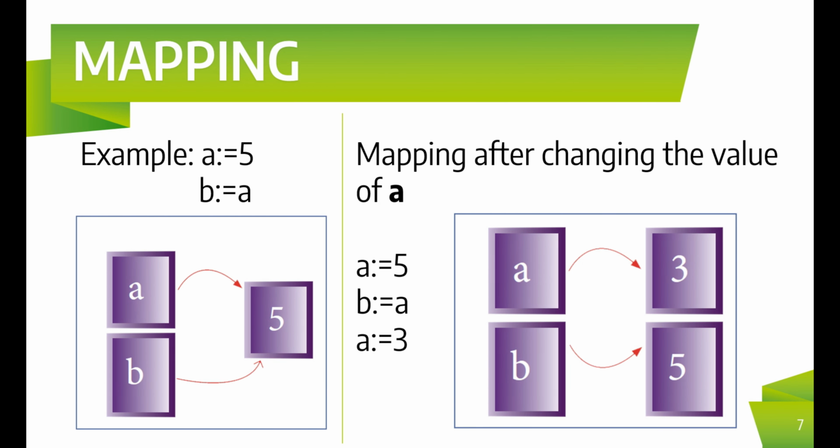Here in this session, next one is mapping. Suppose the value is a equal to 5, right? Here b equal to, you have to assign to a. Mapping after changing the value of a is nothing but interchanging the values of the variables. First a equal to 5, b equal to 3. After the interchange, a equal to 3, b equal to 5. It is called a mapping process. Variable a, variable b, the allocated value is 5. Here mapping after changing the value of a colon equal to 5, b colon equal to 5, a colon equal to 3, right? Here a goes to 3, b goes to 5, right?